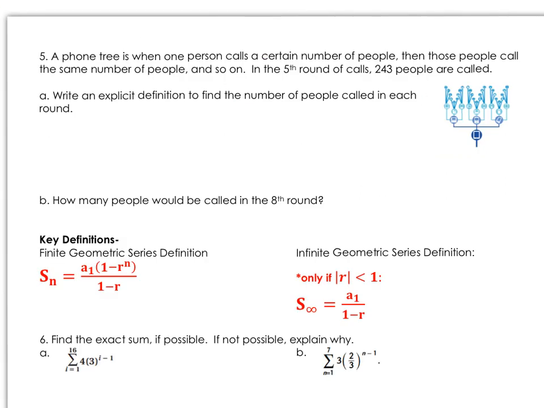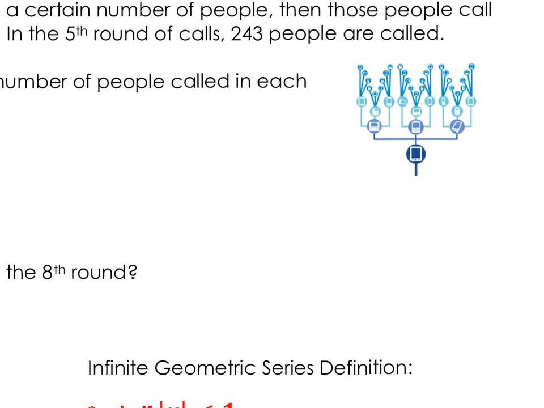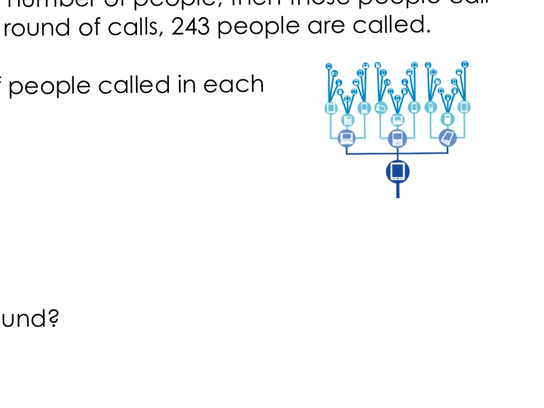Let's throw in an application problem for fun. A phone tree is when one person calls a certain number of people, then those people call the same number of people, and so on. In the 5th round of this phone tree, 243 people were called. Write an explicit definition to find the number of people called in each round. What I'm going to do is zoom in over here to this right-hand side to look at, looks like, a phone is being used each time.